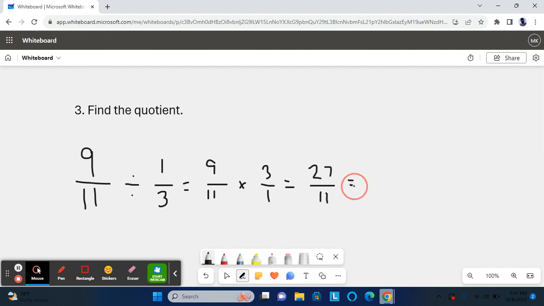And then you simplify it to 2 and 5/11, which is the correct answer for this problem.